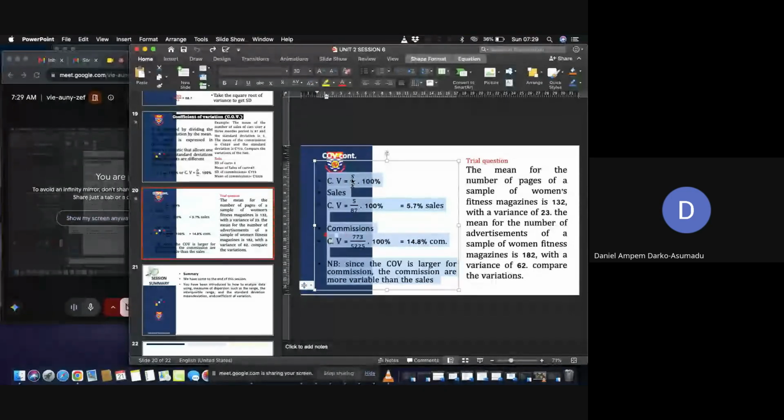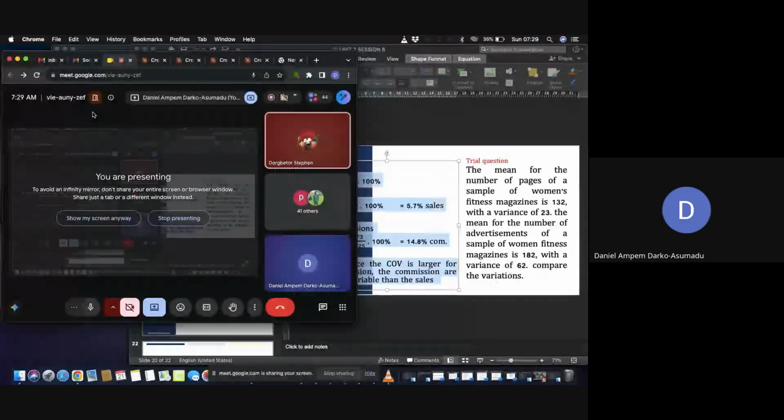So in the formula, it is standard deviation, not variance. So you have to change this variance to standard deviation by square rooting the values. Then you put it in this formula to get the coefficient of variation for each of the items. Please, is that clear? Yes, sir. Okay, do you have any questions? If you have any questions, please ask.